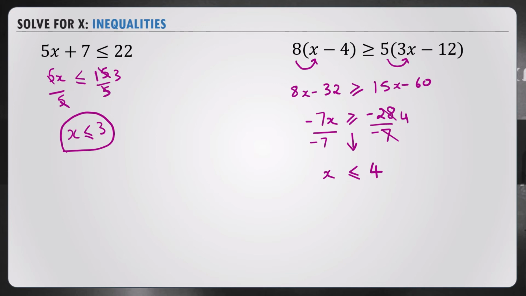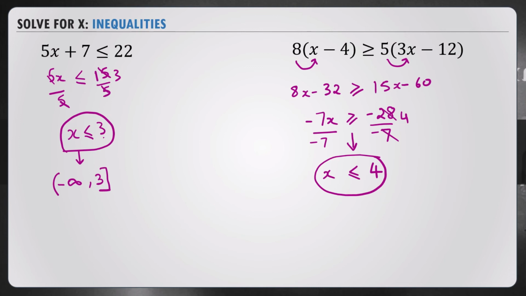And remember, when we're solving inequalities, we usually have to show these on a number line or in interval notation. So let's convert this into interval notation, where x is less than or equal to 3. That means all the numbers from negative infinity up to the number 3, and we include the number. We use a square bracket when we include the number, as with less than or equal to.